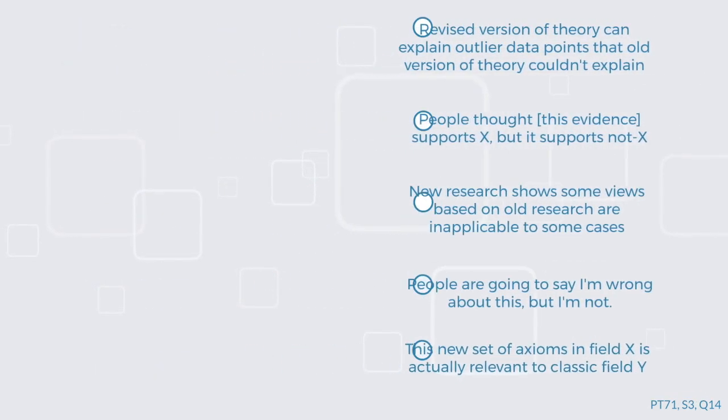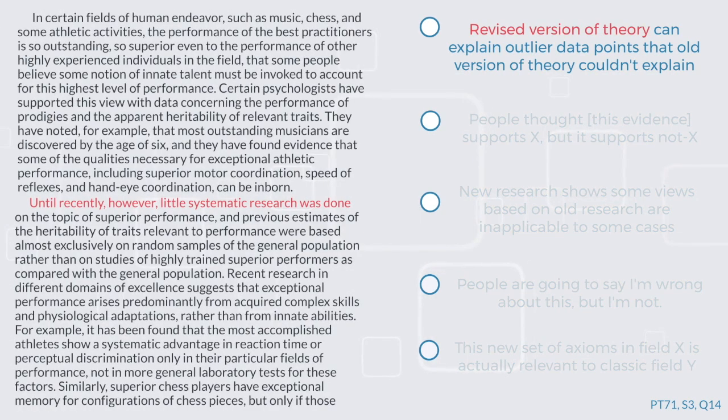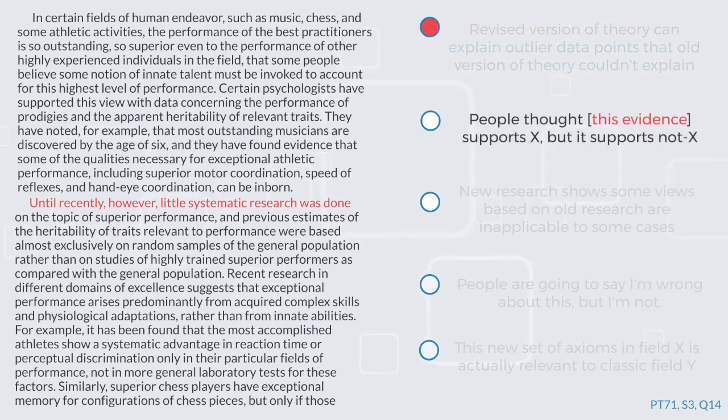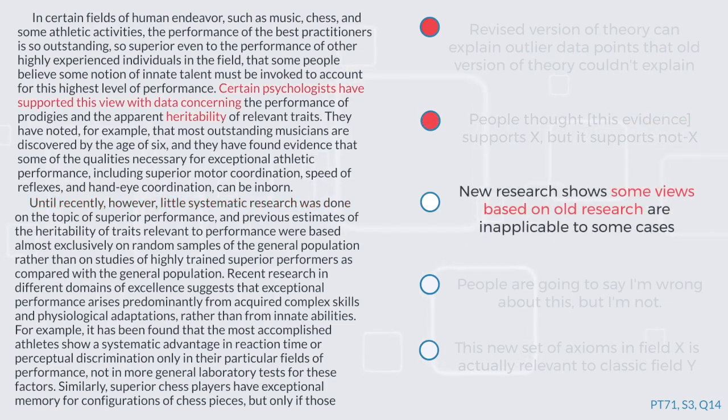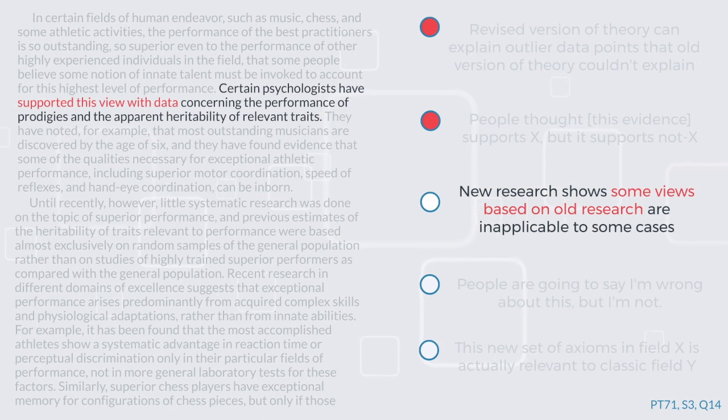When it comes to A, I'm not cool with calling this a revised version of a theory because the old idea was innate talent and we're kind of just throwing that out, not revising it. I also don't think the old situation was misinterpreting this evidence because we didn't even have this evidence until recently. Some views based on old research could match the views in the first paragraph. It does say they supported it with data. We're saying new stuff is showing that's inapplicable. That matches the vibe of challenge a position.